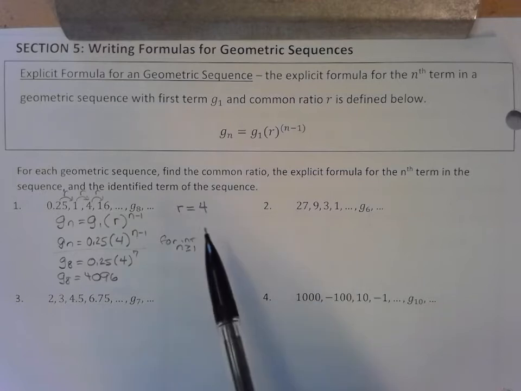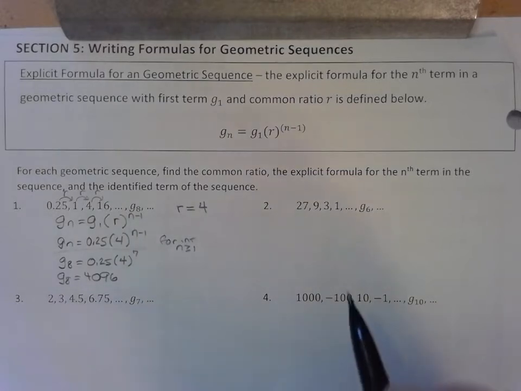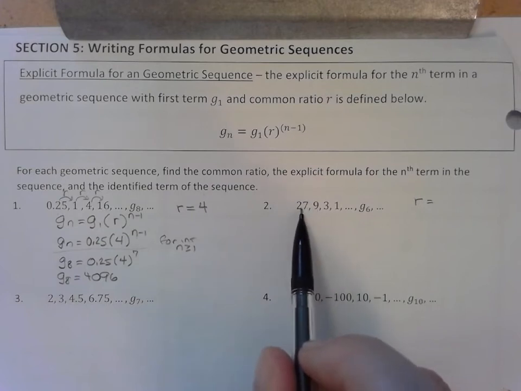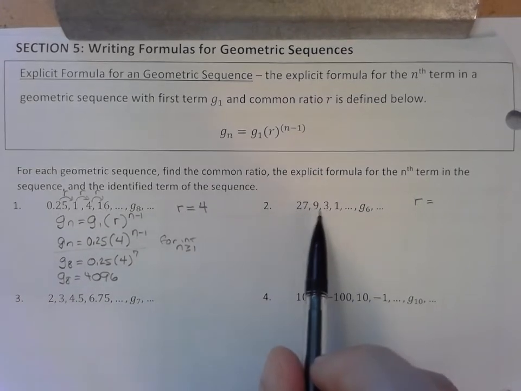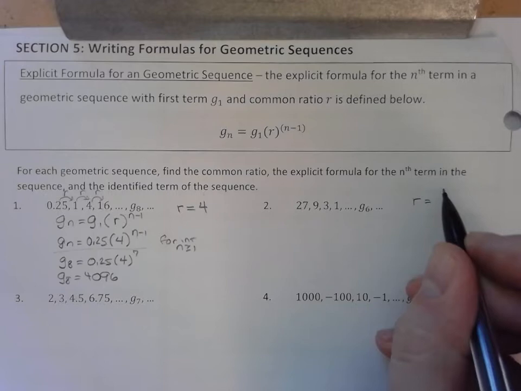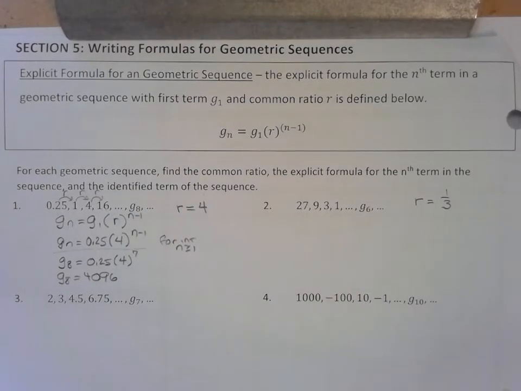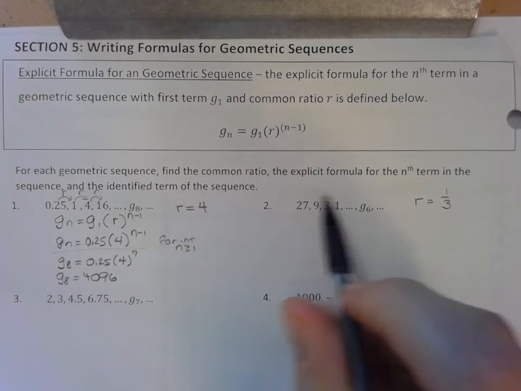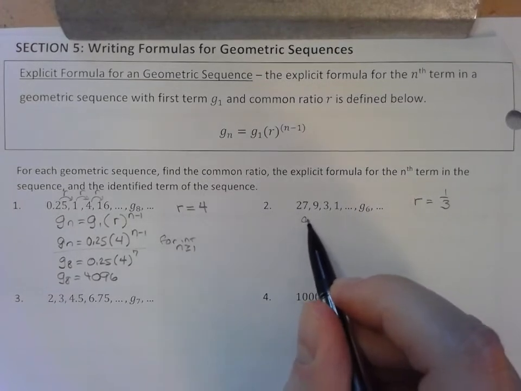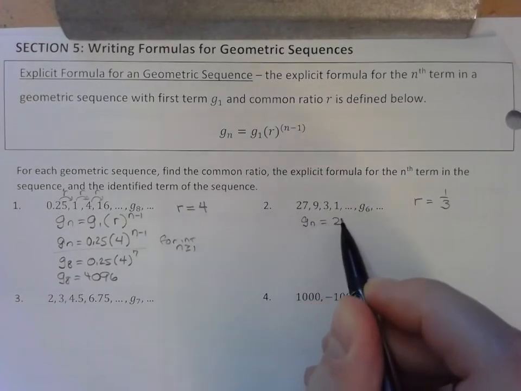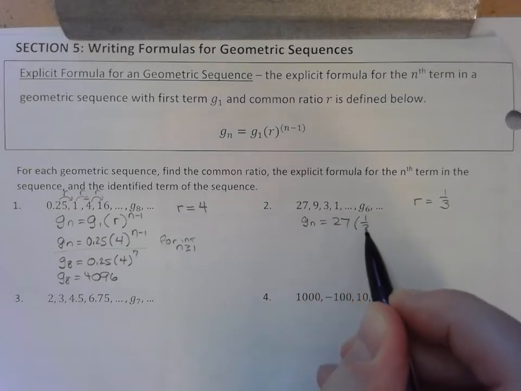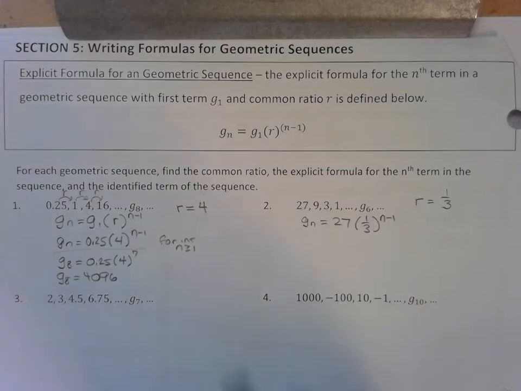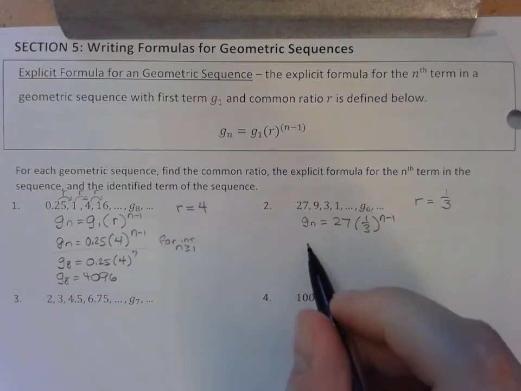Go across to question 2. Again, we know this is geometric because the directions tell us to. For our ratio, you take any term and divide it by the previous, so 9 divided by 27, that's 1/3. Okay, that last one kind of gives it away. Our ratio is 1/3. Let's write our explicit formula: g sub n equals g sub 1 times our ratio to the exponent n minus 1. What we're going to do is find the value of our 6th term.